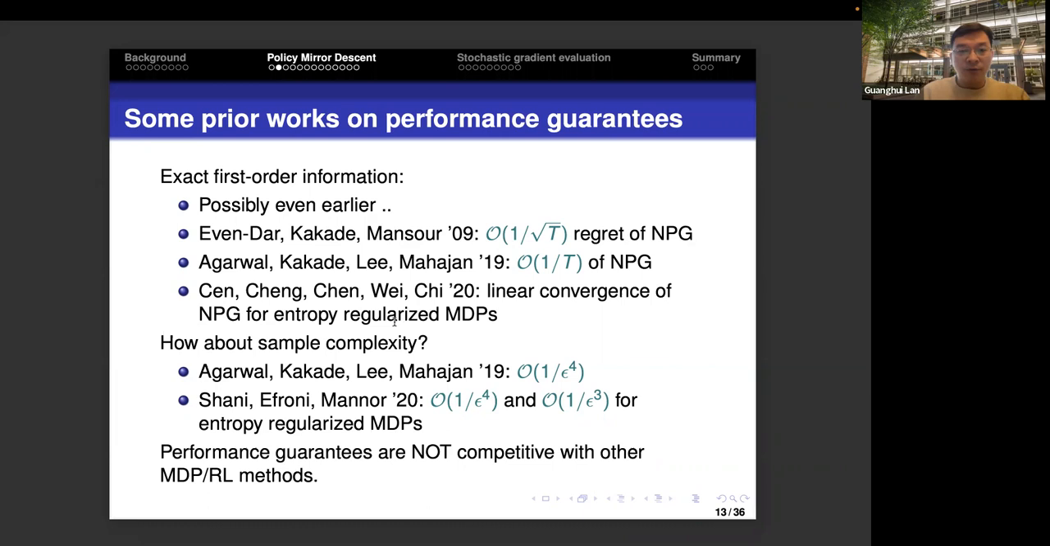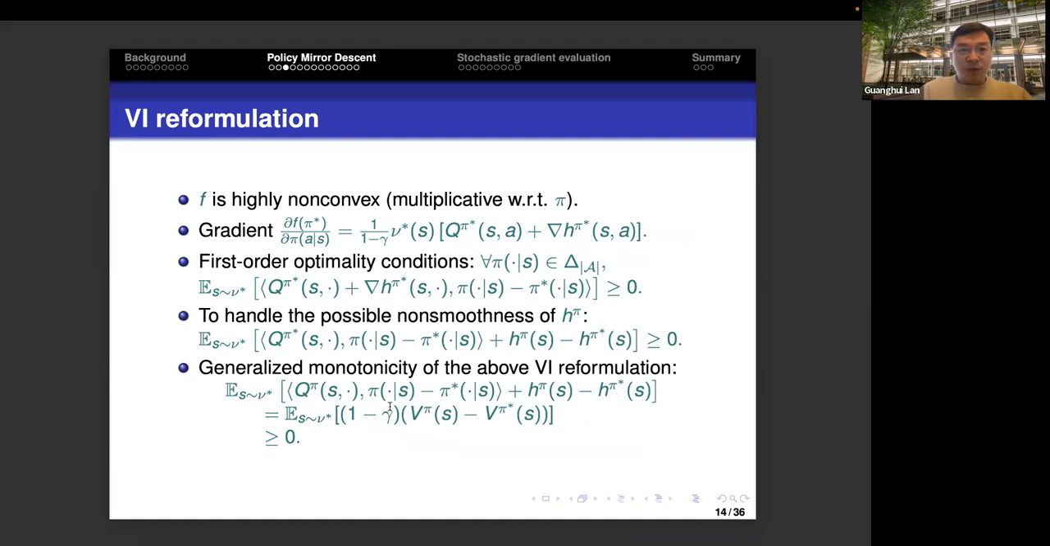And how about sample complexity? The sample complexity is order 1/ε⁴ in the general case, or 1/ε³ for entropy regularized problems. All these are not matching the best known convergence results for other types of algorithms. So we are going to see how we can possibly address these types of issues.